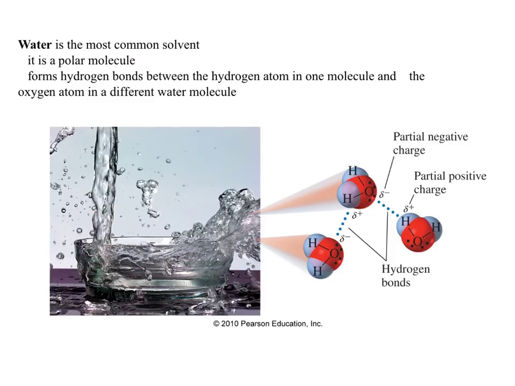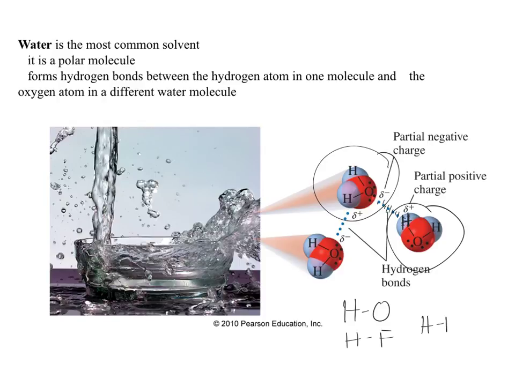Water is the most common solvent. In fact, most people consider it the universal solvent. It's a polar molecule. It forms hydrogen bonds between the hydrogen atom in one molecule, like this hydrogen here, and the oxygen of another molecule, like this one here. So hydrogen bonding is an intermolecular force. Remember, it occurs when you have one of these three bonds, and it's attracted to a neighboring molecule's same bond. So that's how hydrogen bonding works.